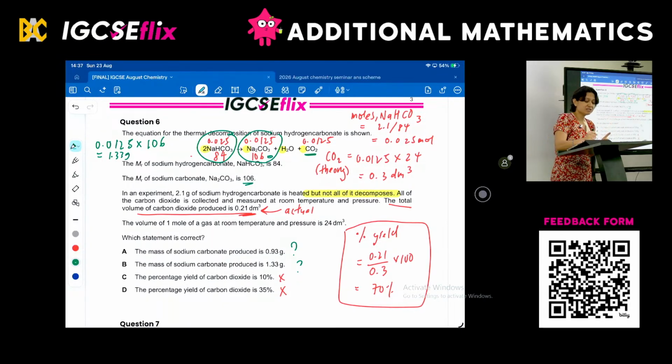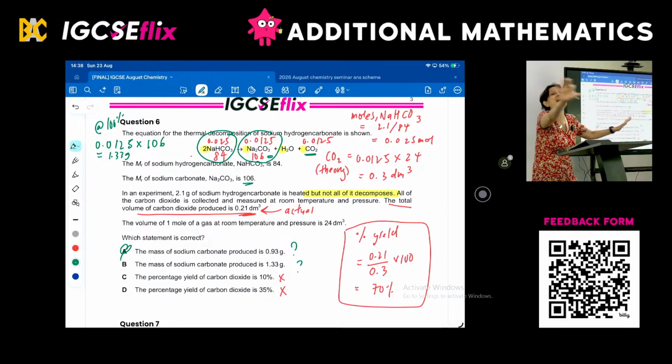Why? Because this one is at 100%. But I only got how many percent? 70%. So it's A. It's only 70%. This one is theory. If I get 100% it is 1.33. If I get 70% only, it is 0.93. Understand or not? Can see or not? Can see, okay?